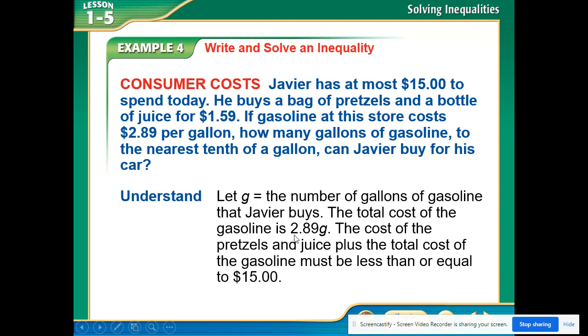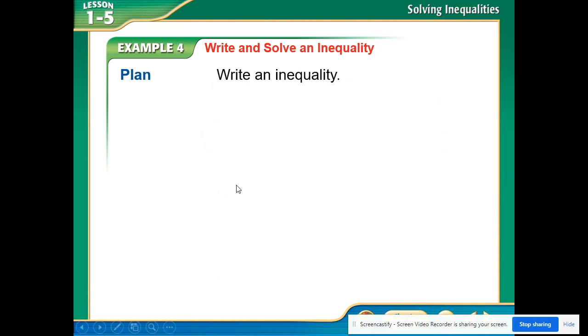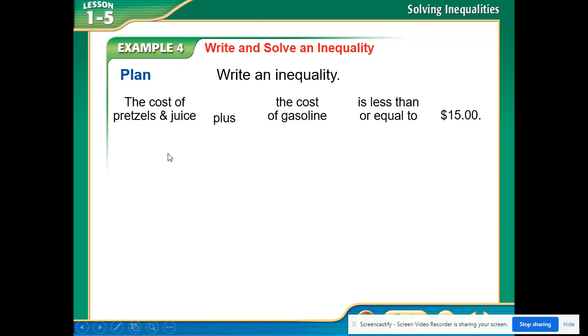So let's set our variable g, number of gallons of gasoline. Total cost is 2.89 times g. If you want to make that an x, that's fine. It doesn't really matter. We just need a variable here. And it's 2.89 because that's the price per gallon. And the cost must be less than $15 because that's all he's got. Less than or equal to, he could be exactly on 15. So we need to write our inequality. We've got the cost of the juice and pretzels and the cost of the gasoline, and it has to be less than or equal to 15.